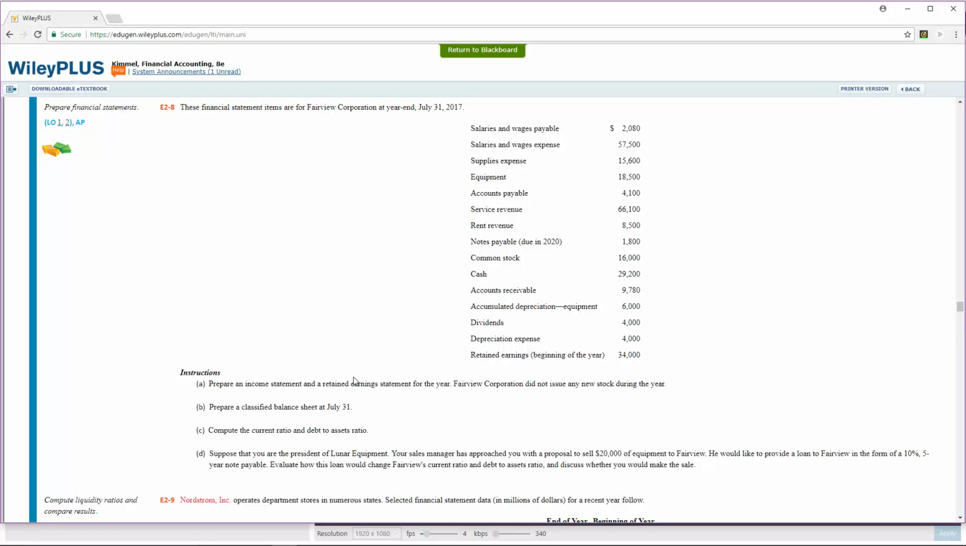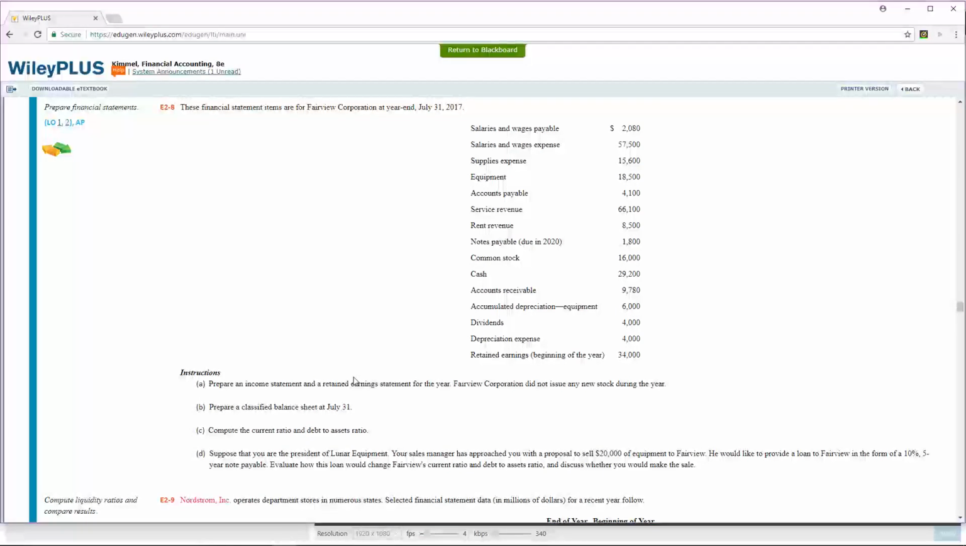Welcome. We're now working on Chapter 2, Exercise 2-8. This is your homework problem on Wiley Plus. We're going to take a look at the problem that's there at the end of your textbook, at the end of Chapter 2. The numbers are going to be the same as we're reviewing it, and as I had done in Chapter 1, we're going to use Microsoft Excel to work on this exercise over here for now.